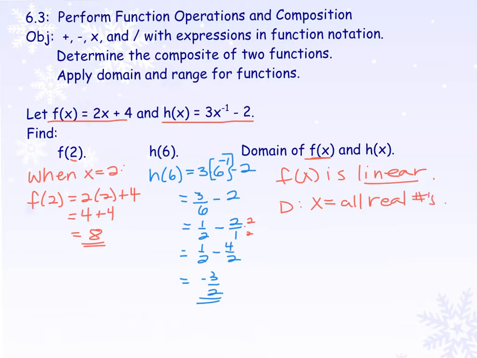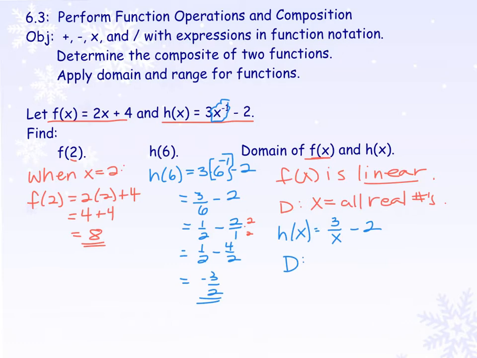But for h of x, the exponent is significant. We have x to that negative 1. By definition, for h of x, it's not linear. If you simplify that exponent, you'd have 3 over x. It actually becomes 3 divided by x, minus 2. And what makes this unique for the domain is x is in the denominator.